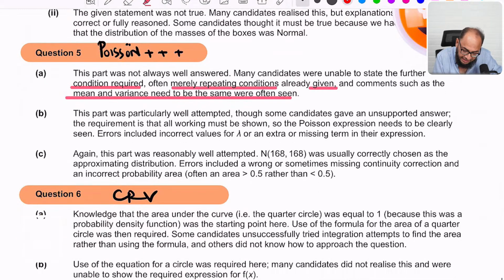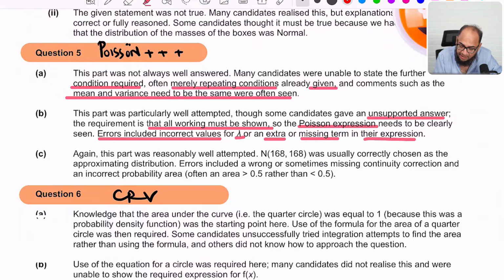This part was particularly well attempted, though some candidates gave an unsupported answer. The requirement is that all working must be shown, so that the Poisson approximation needs to be clearly seen. Errors included incorrect values of lambda or an extra or missing term in the expression. That means 13, 14, 15. Somebody might have included 12 and 15 also. Somebody included 12, 13, 14, and excluded something also. So that is the basic idea.